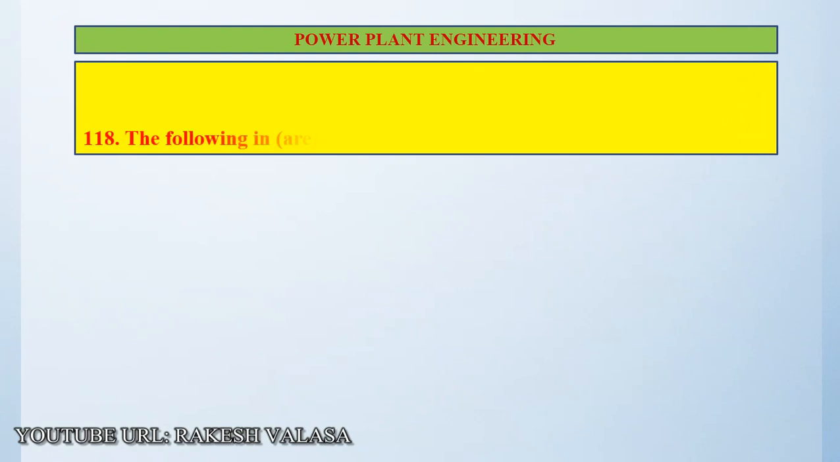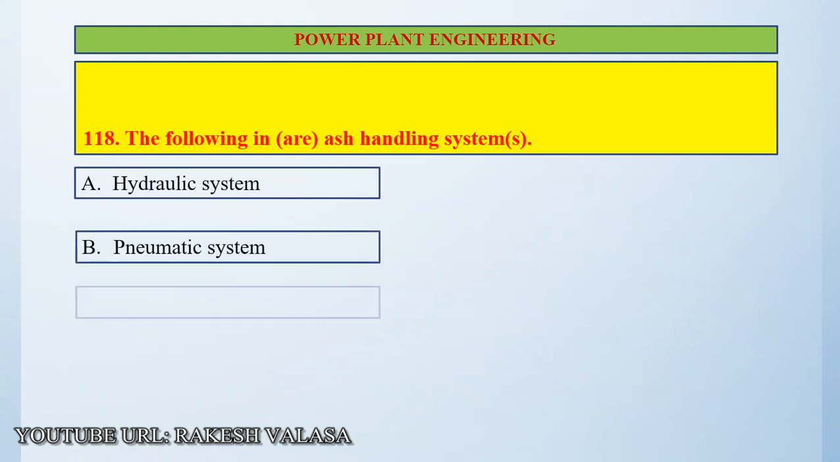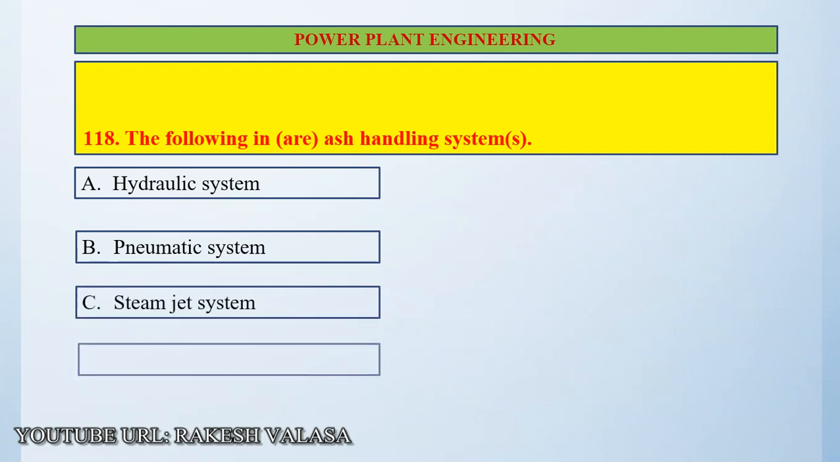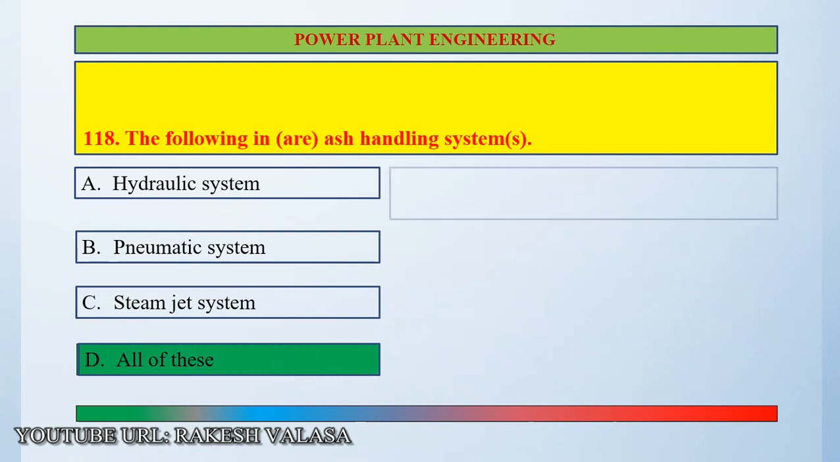Question number 118. The following are ash handling systems: option A hydraulic system, option B pneumatic system, option C steam jet system, option D all of these. The correct answer is all of these. Explanation: here the given three options are ash handling systems, that is hydraulic system, pneumatic system and steam jet system.